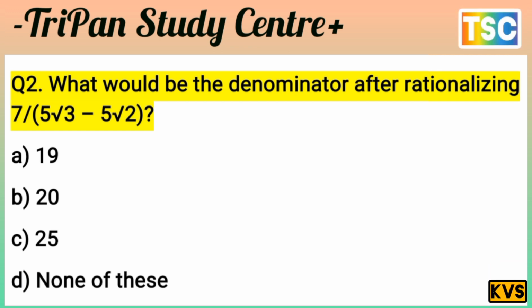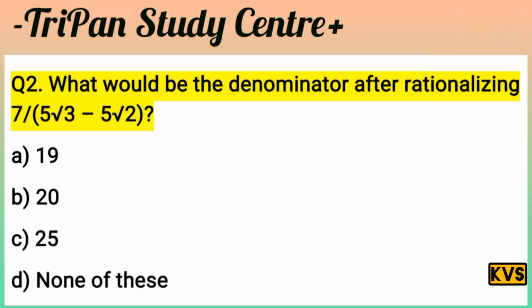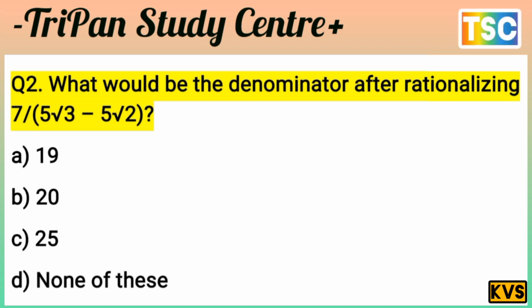Let's see what the answer to this question is. The question is clear: the denominator after rationalizing. The number is given here, and you rationalize it. The option is not 19, not 20, not 25. So it is none of these. When you solve it, the answer is not 19, not 20, not 25. That option is D, the correct answer: none of these. That's important. Let's see the next question.